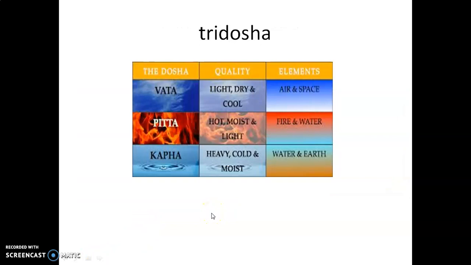Next come to the 3 doshas, the 3 basic governing factors that denote the pathophysiology of the body. These are Vata, Pitta, and Kapha. Vata is composed of 2 basic elements, air and space, and it denotes the qualities light, dry, and cool. Pitta, formed with fire and water, denotes hot, moist, and light. And Kapha is composed of water and earth, which denotes heavy, cold, and moist.